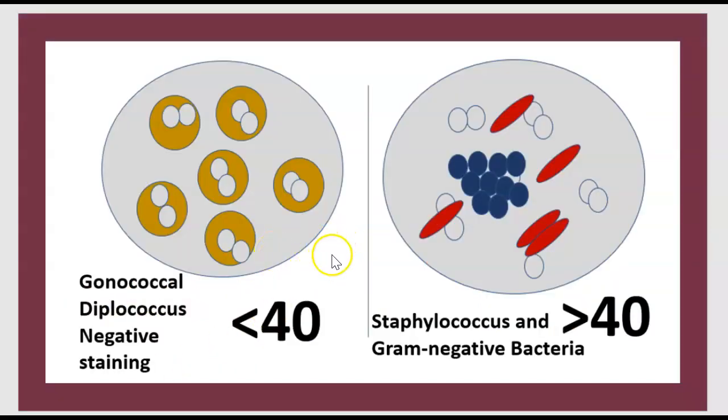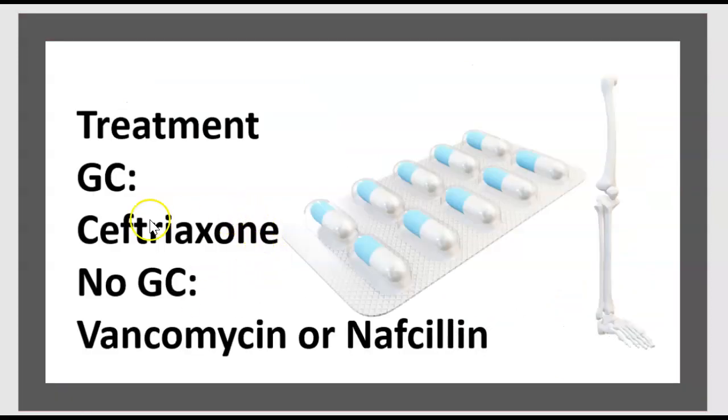Microorganisms that cause the disease: if under 40, it's Diplococcus gonococcus. If it's over 40, 50, 60, it's Staphylococcus and gram-negative bacteria. Ceftriaxone if gonococcus, vancomycin and ceftriaxone if not gonococcus.